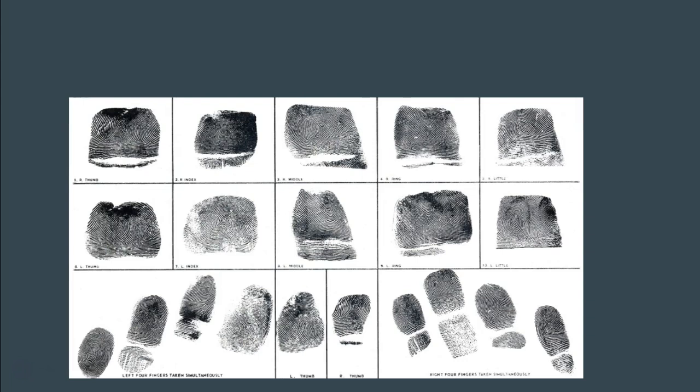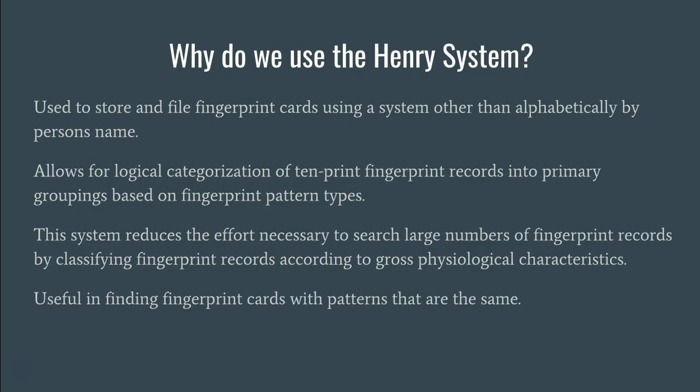What would be better then is if the fingerprints were filed based on the types of prints that were on the card. For example, if the majority of the prints on the card were whorls, we'd want to find fingerprint cards where the majority of the fingerprints were whorls. And so we want some other way to classify and file cards that's not just based on the name of the person. And that's where the Henry system comes in.